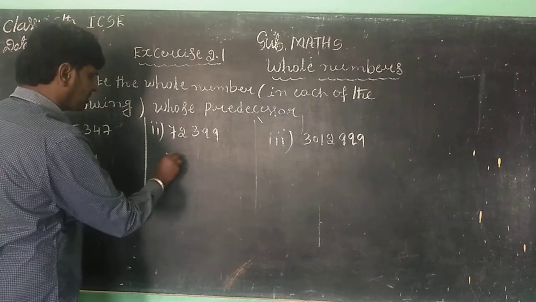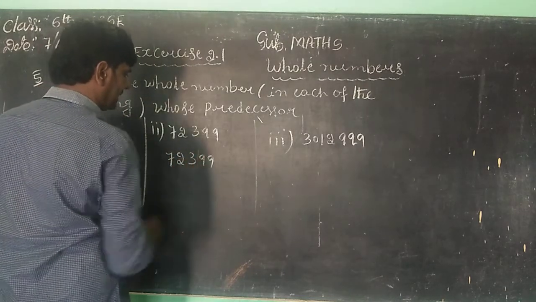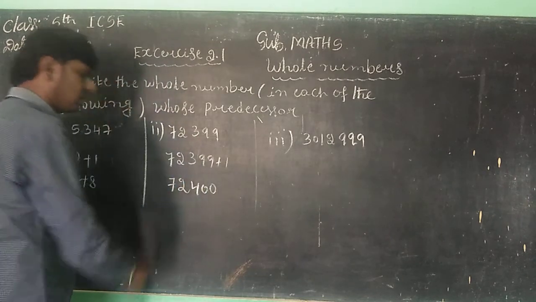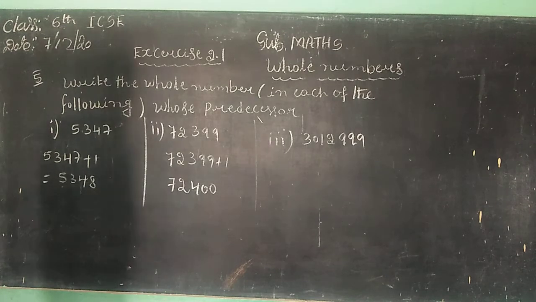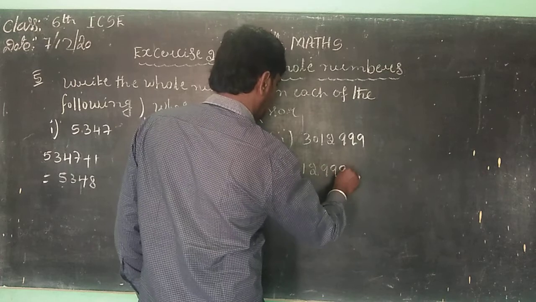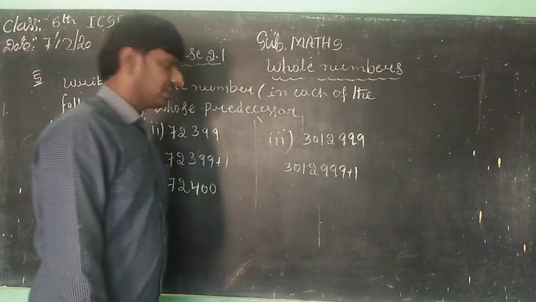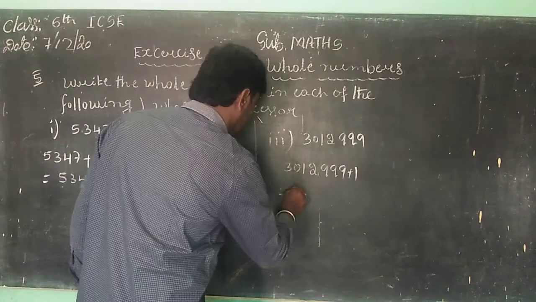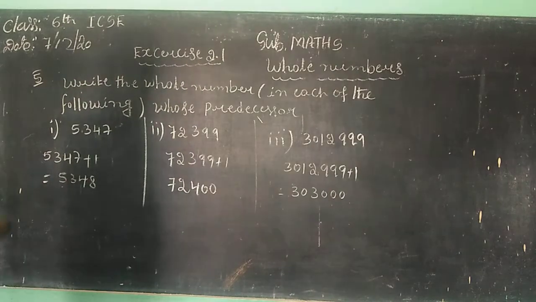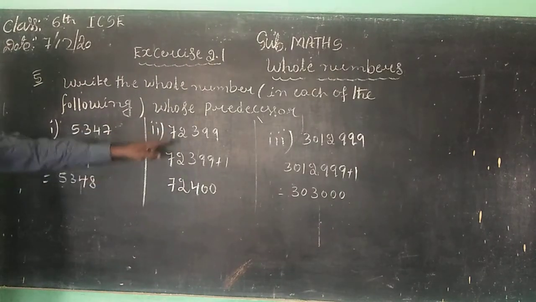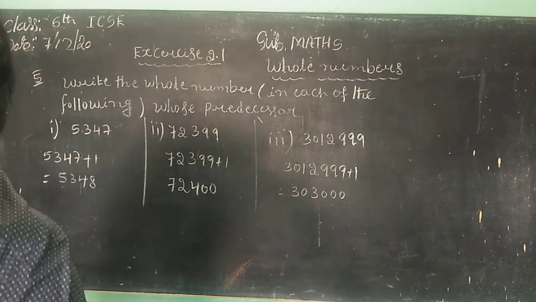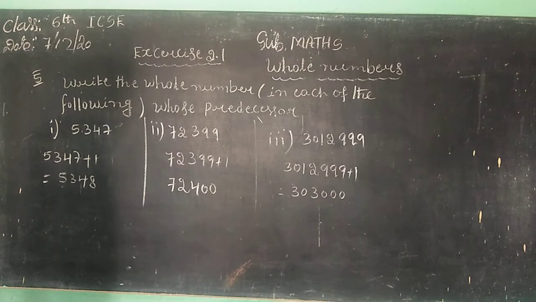Here also 72399 plus 1 means 72400. So 72,400. Here also now we want to take. This is this number's predecessor. This is this number's predecessor. This is this number's predecessor. Correct, children? Children, next now I want to write the next three consecutive whole numbers of the following numbers.